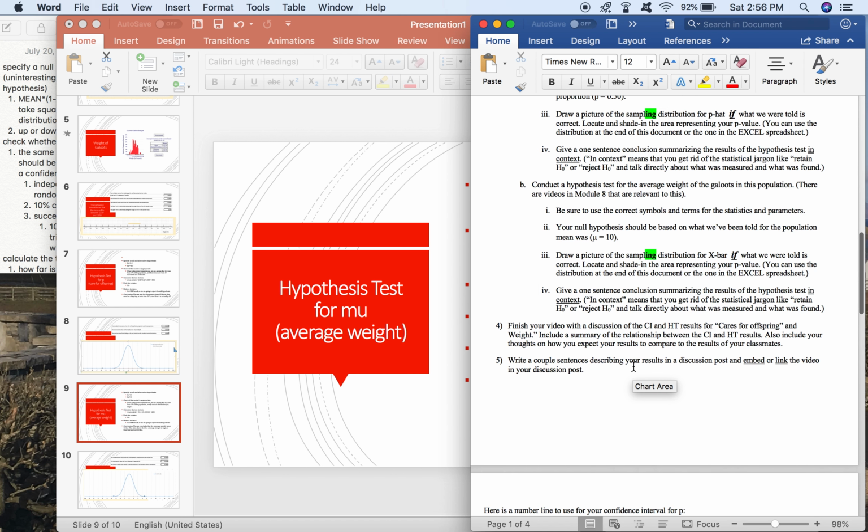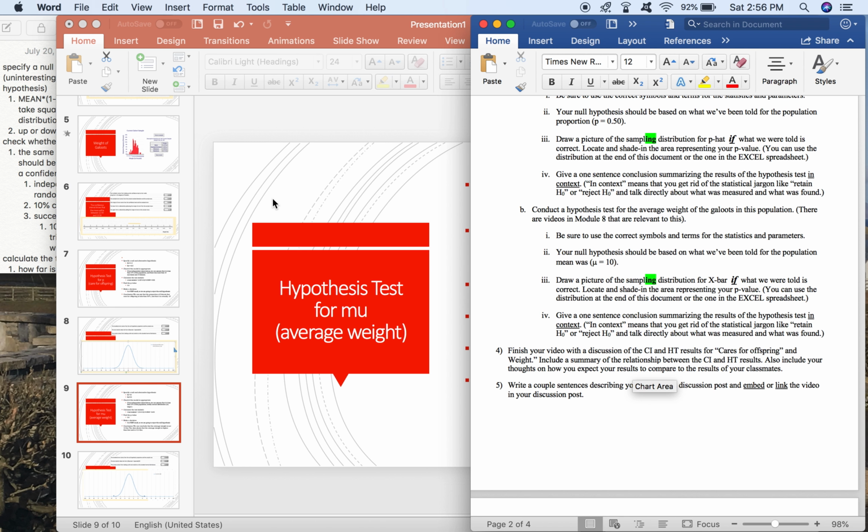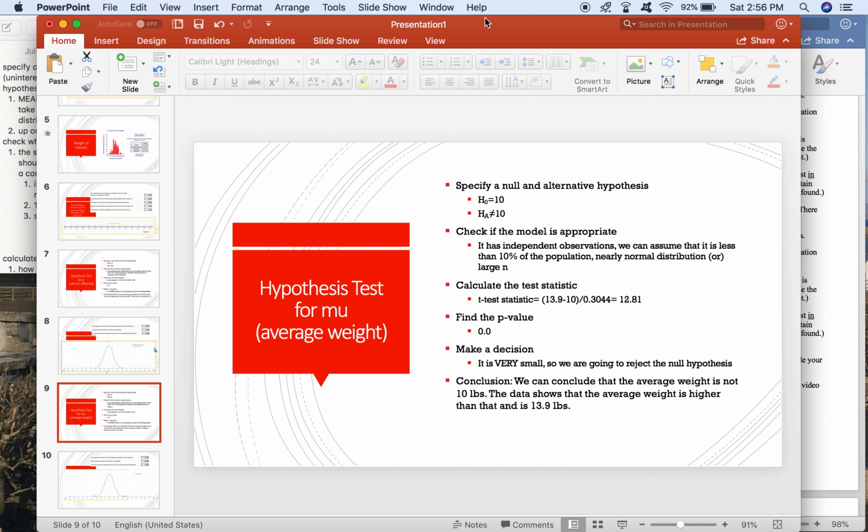Lastly, I found that both hypothesis tests that I ran ended in the p-value being very, very small, so we rejected both of the null hypotheses. Thank you.